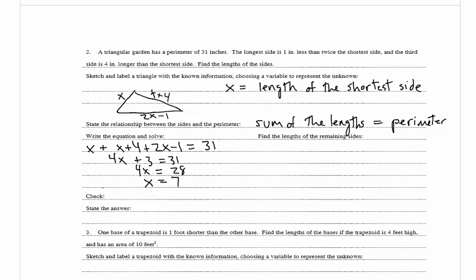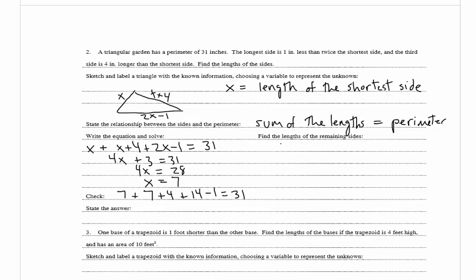And now they want us to double check. So if we were to put 7 back into our original equation, or the very first line that we solved, we'd have x, which is 7, plus 7 plus 4 plus 2 times 7 is 14 minus 1 is equal to, and this should equal 31. So we have 7 plus 7 is 14, plus 14 is 28, plus 4 is 32, minus 1 is 31. So it checks out. And now they want us to find the lengths of the remaining sides.